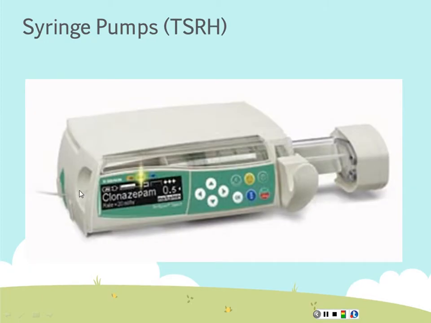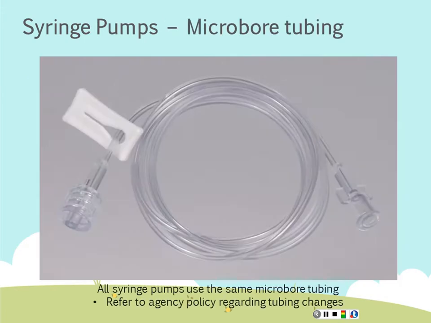At Scottish Rite, they have these pumps, and the same thing, the syringe is secured in here, and it's pushed in there. The nice thing about syringe pumps is they will use pretty much any syringe brand or type, from 1 to 3 mils up to 60 mil syringes, and they all use the same exact tubing, and the tubing that they use is microbore tubing. So the biggest thing that you have to do there is note the agency policy on how frequently you will want to change that tubing. Okay?